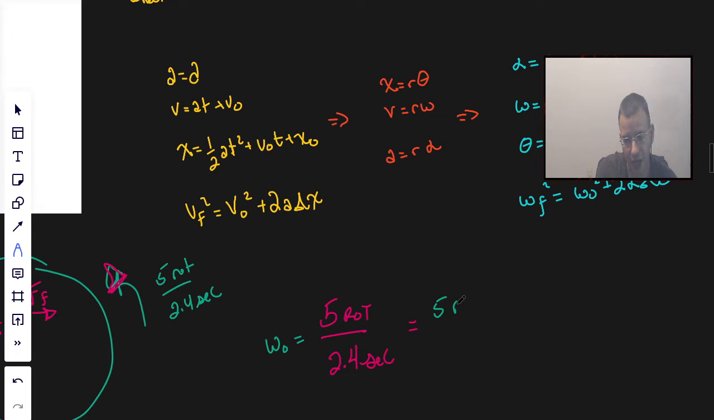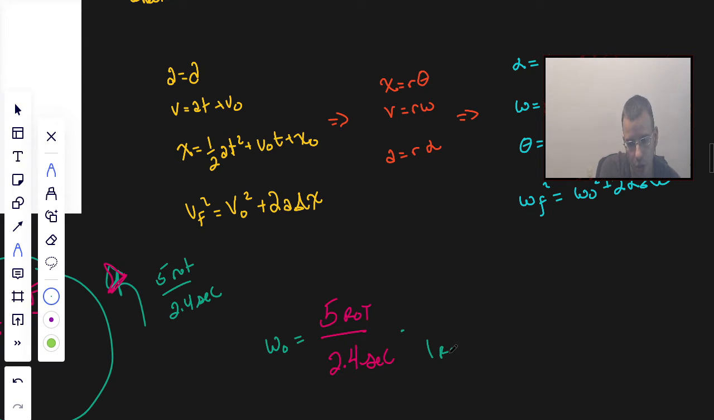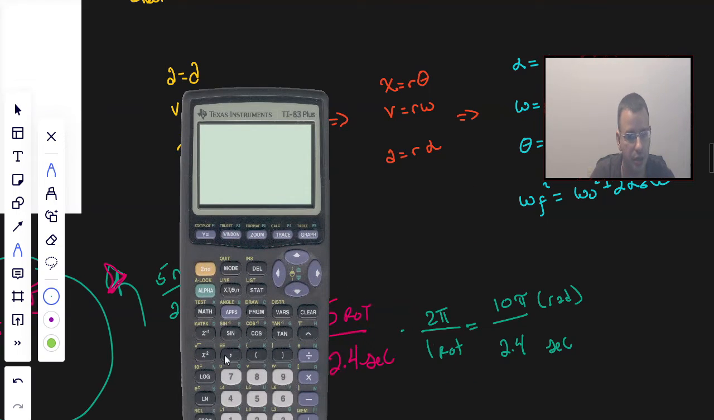So we have 5 rotations. So 1 rotation is 2 pi radians. I think that's all we need. So we have 10 pi radians. And I'll do radians in parentheses because radians aren't actually a unit, but I want to write radians up there just so I know that it still exists. So I'll do this in the calculator.